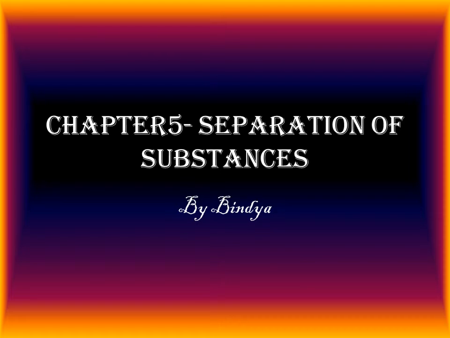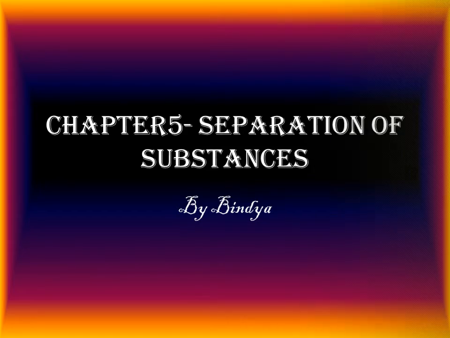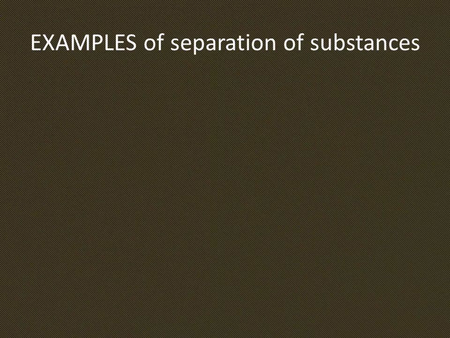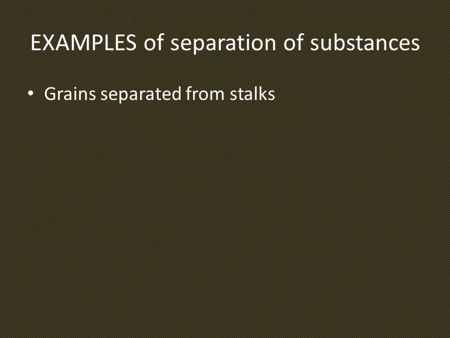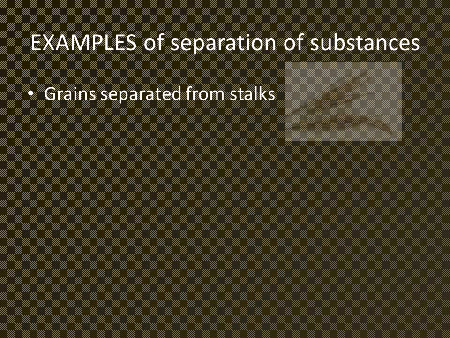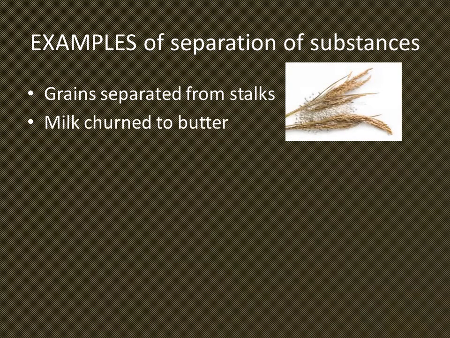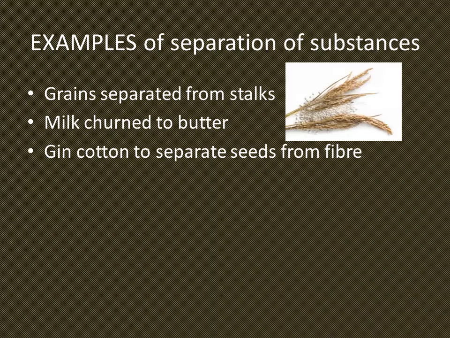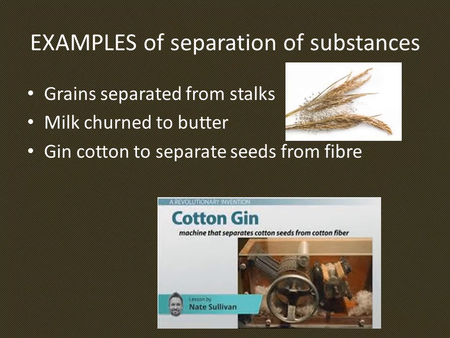Separation of substances. These are some examples of separation of substances. Grains separated from stalks. Milk churned to butter. Gin cotton to separate the seeds from fiber.